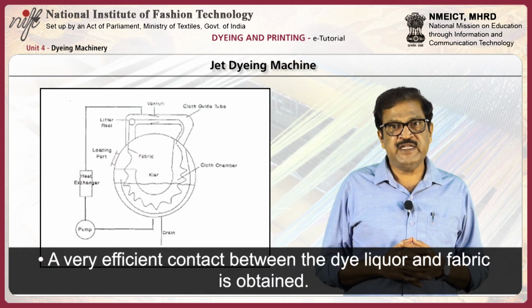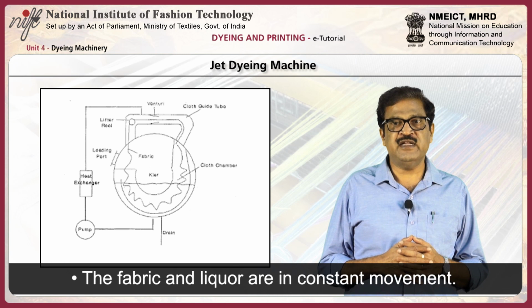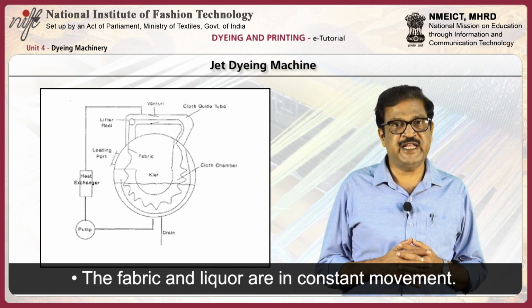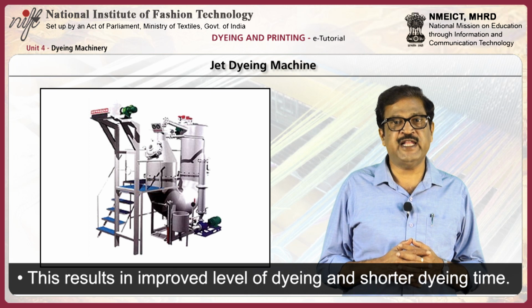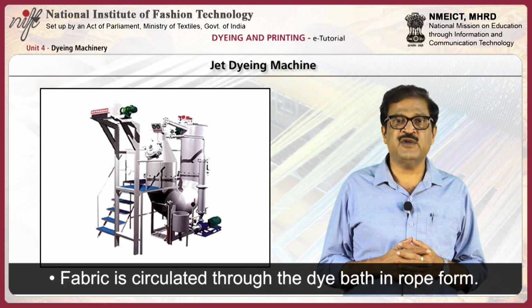Jet dyeing machine provides very efficient contact between the dye liquor and fabric. Both the fabric and liquor are in constant motion during the process of dyeing. This results in an improved level of dyeing with shorter dyeing time. The fabric is circulated through the dye bath in a rope form.